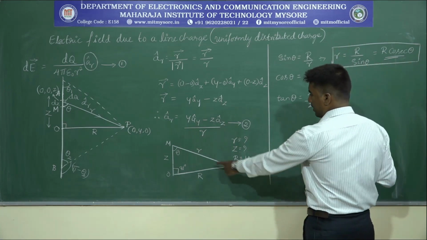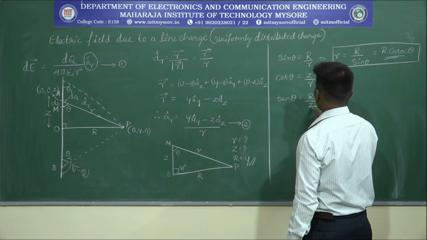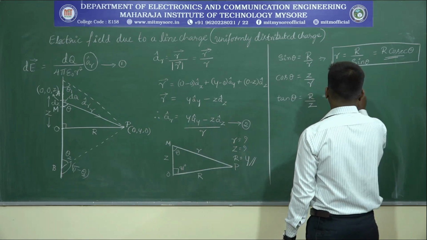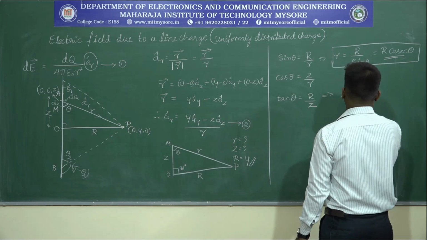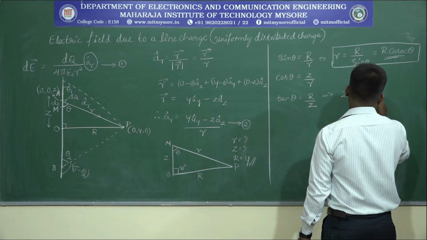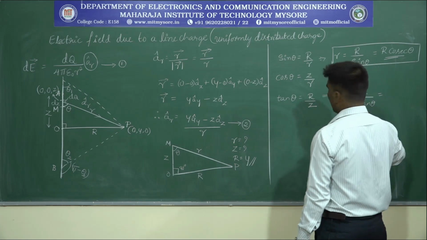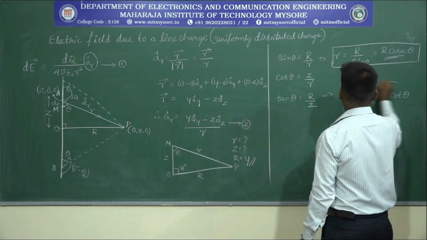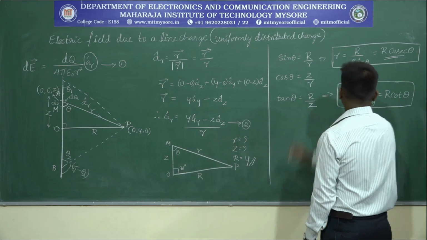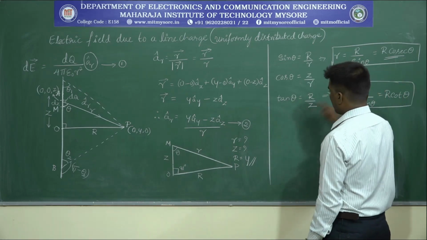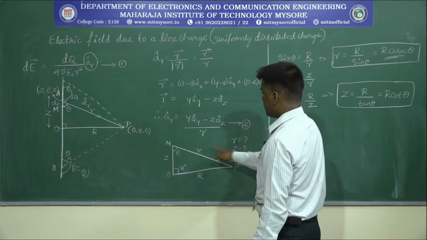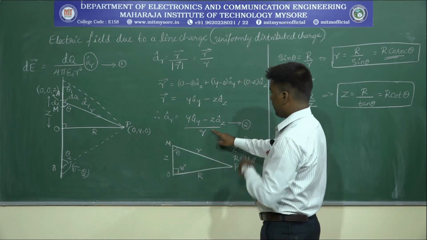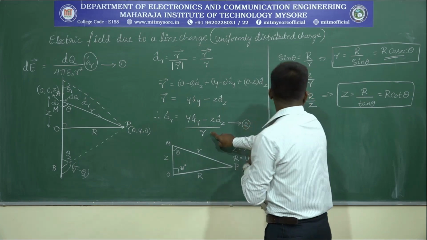Similarly, we need to calculate the distance z. Distance z can be calculated by using this equation. Z is equal to R divided by tan theta. We know that 1 by tan theta is cot theta, so z is R cot theta. So by using this equation, we can easily find out z. So now we know the distance quantities r, capital R and z. We can substitute at this point, right?